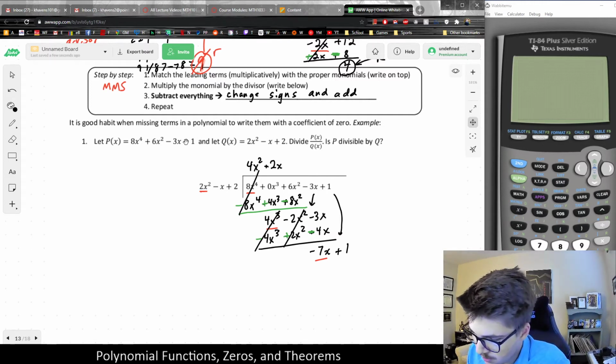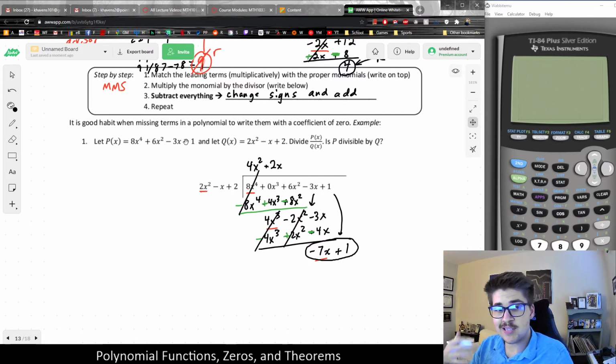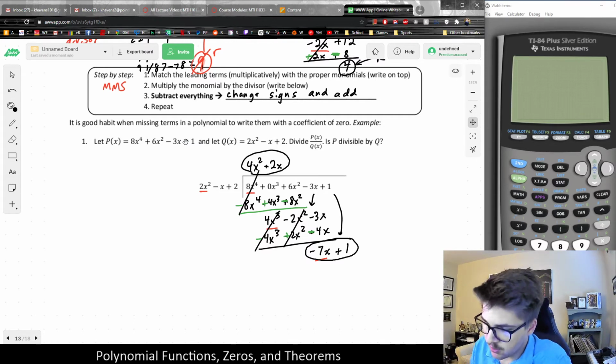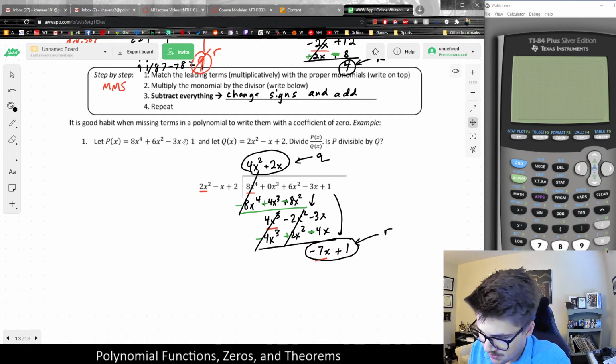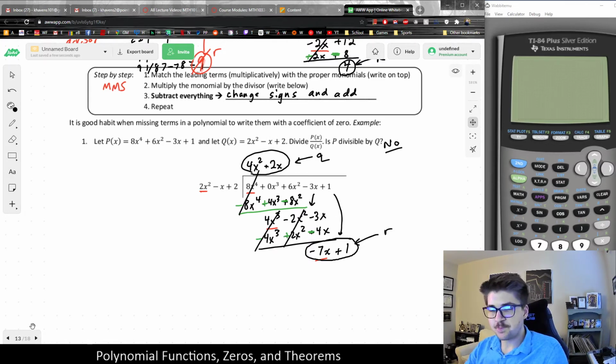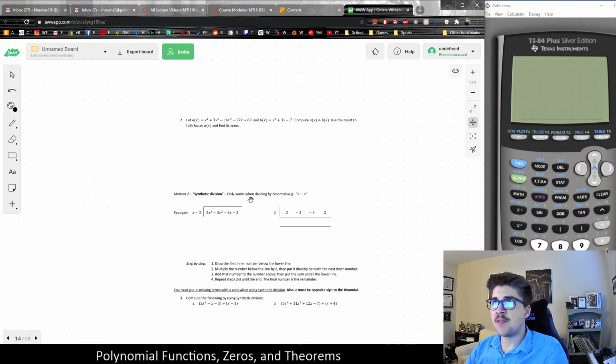And this is another thing about polynomials which is different than regular numbers: sometimes their remainders actually involve x or x squared. It's not necessarily just a number when it comes to polynomials. And again, we call this the quotient, we call this the remainder, and that would be that. And so we would say that no, those polynomials are not divisible, because the remainder is anything other than 0. Let's do one more example on the next page.